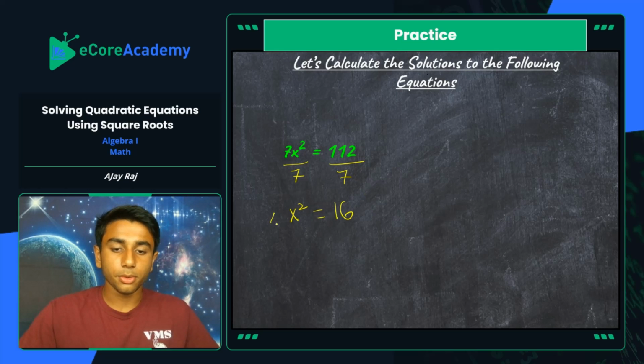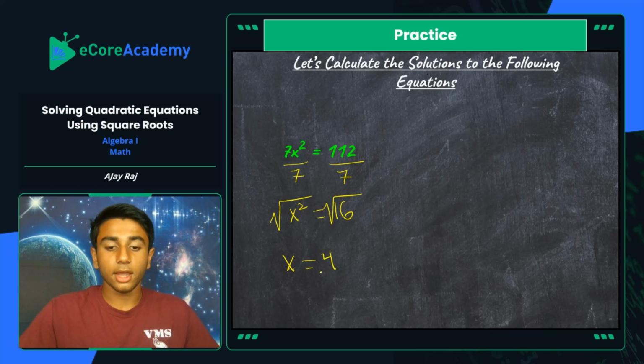Now we can merely square root both sides. We're left with x isolated, and this equals the square root of 16, which is a clean digit. It's 4, merely. So that's going to be the answer here. So x is going to equal 4.